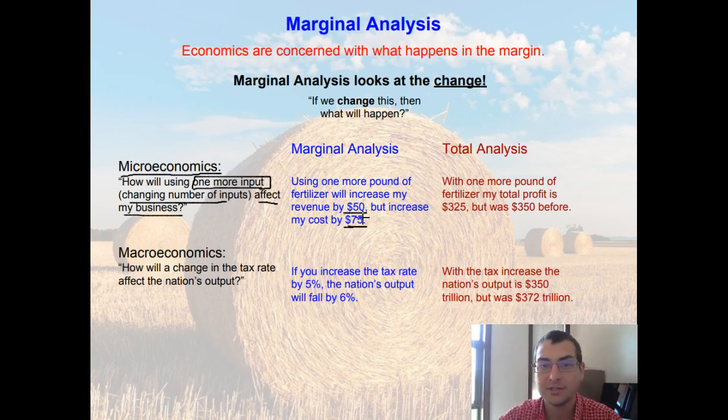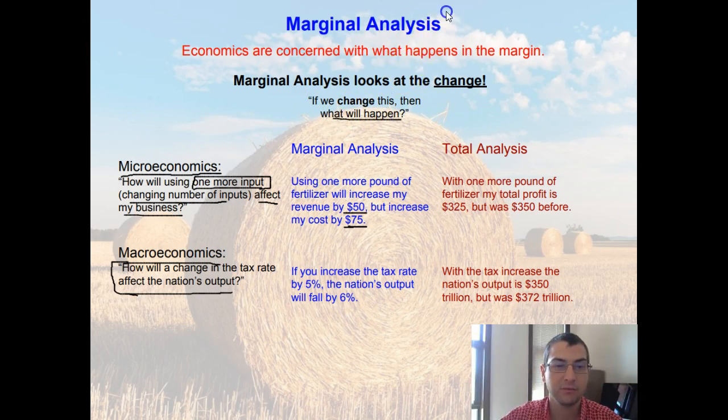And that's a very important concept of the marginal analysis, is you're looking at how, if I changed my number of inputs by, say, 1 input, or if I look at how 1 more unit will change my overall profit, and you're looking at how 1 additional or 1 less input will affect something. That's the marginal analysis. If we look at it from a macroeconomic standpoint, we might ask something like, how will a change in tax rate affect the nation's output? So in this, we're looking at a change. How does a change in something affect something else? If we change this, then what will happen?